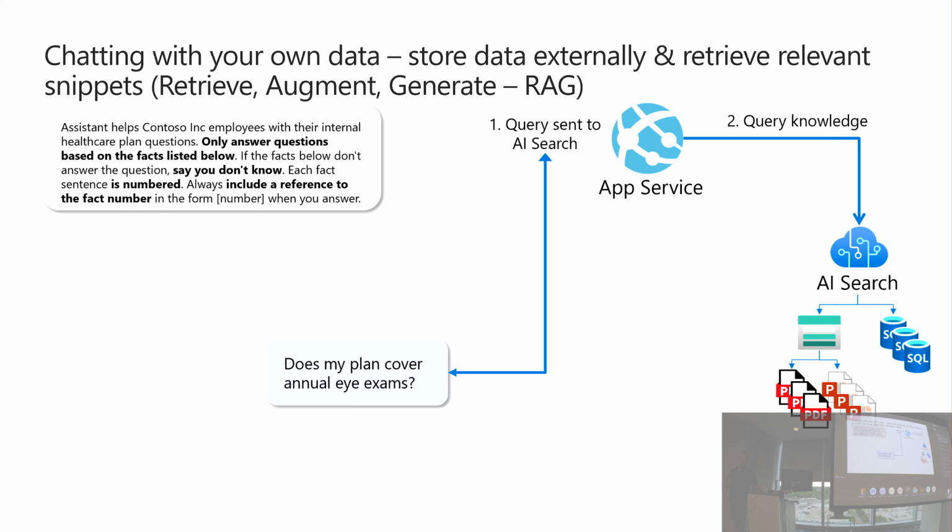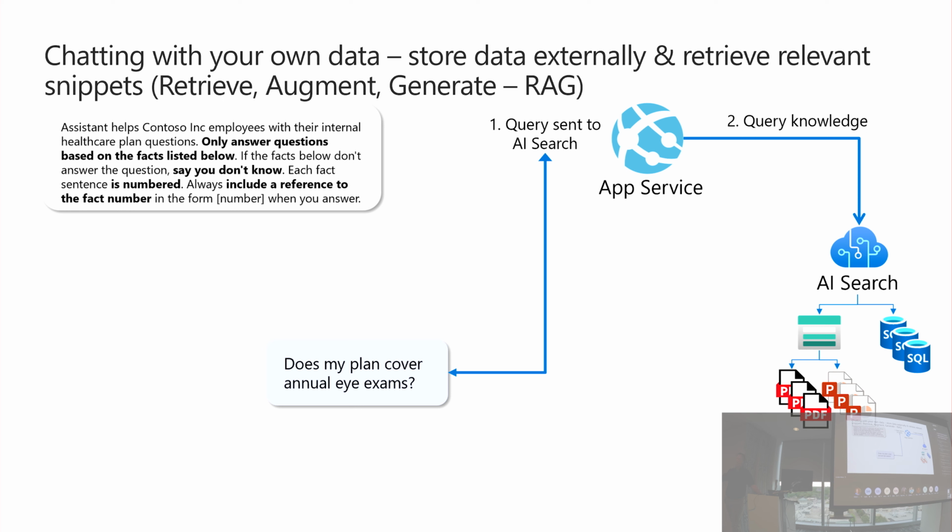Okay, so now a question comes in, does my plan cover annual eye exams? So instead of trying to directly answer the question, we need to get some data out of an external system. Okay? So we're going to take that question and pass it off to a search engine, like Azure AI Search. This used to be called Cognitive Search. That search is a search engine. It can index anything. It's really good at PDFs and PowerPoints, but technically it can index SQL and other things as well. And it's just a search engine. It's just like Google and Bing.